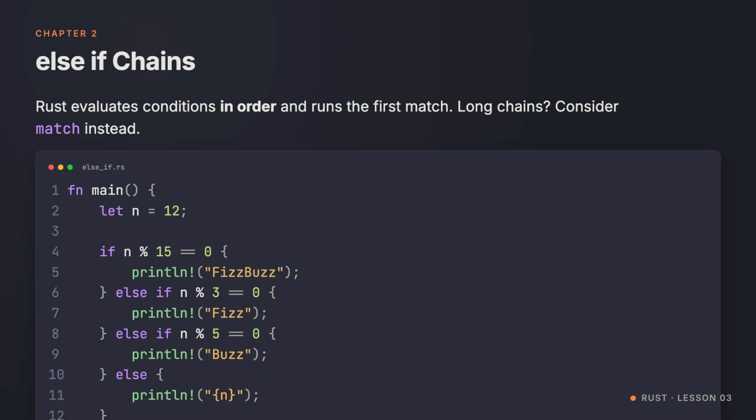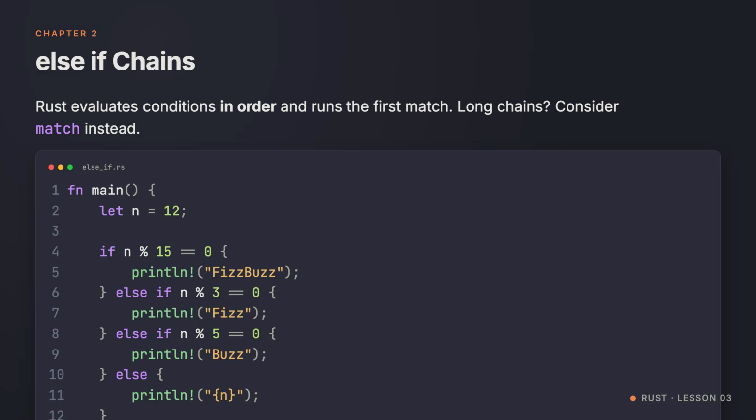Here's where a word of caution fits. Long chains of else if are a smell in Rust code. If you find yourself writing more than 2 or 3, consider reaching for match instead, which we'll meet in just a moment. The reason is partly aesthetic and partly about safety.